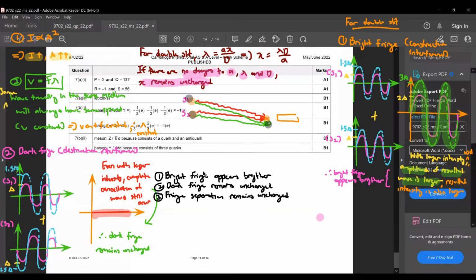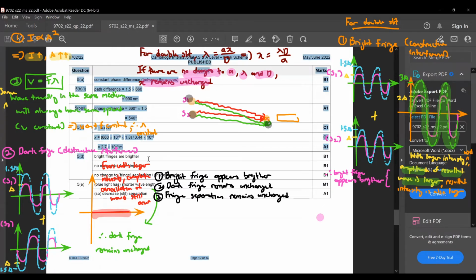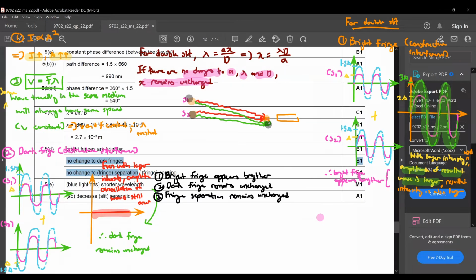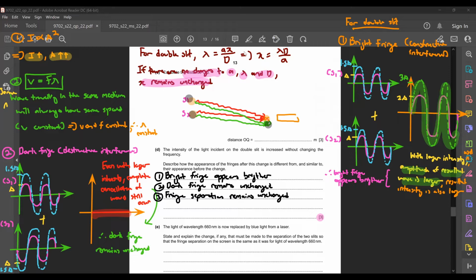So if you check the answer, they actually did mention that to you. The bright fringes are brighter, no change to the dark fringe, no change to the fringe separation or fringe spacing. So you need to mention all 3 of these to get your 3 marks. Okay, so that one is all right. Then after that, I move on to part E. Now for part E, they mentioned this.